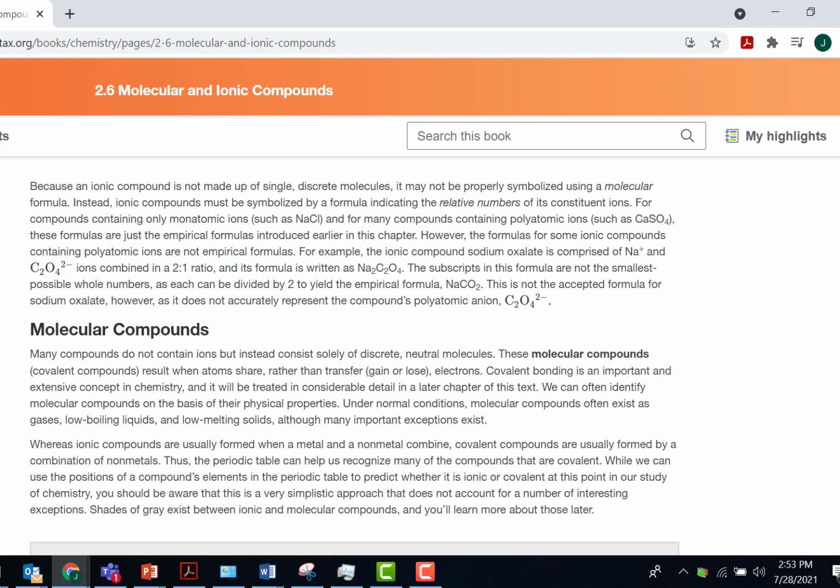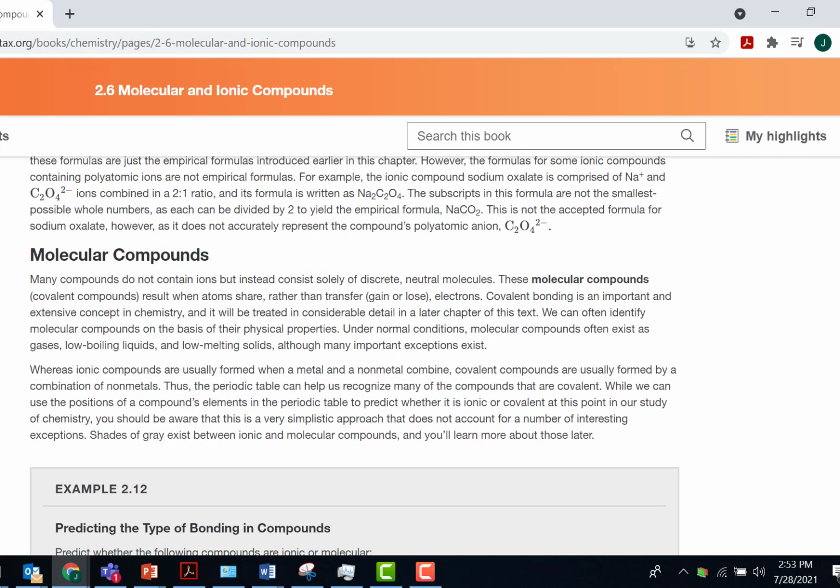So a little bit about molecular compounds, and this is something we'll get into in much more detail later in the semester. In a molecular compound, we are sharing the electrons. So molecular compounds are sharing electrons, and for this to happen, we basically need to have combinations of nonmetals. So a combination of nonmetals is what's going to give you a molecular compound.